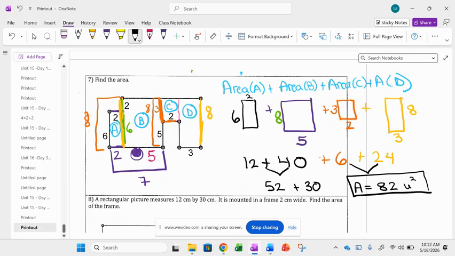And that's how you find any area in a weird shape. You just split it up into shapes that you know and find the area of each shape and add it all up.